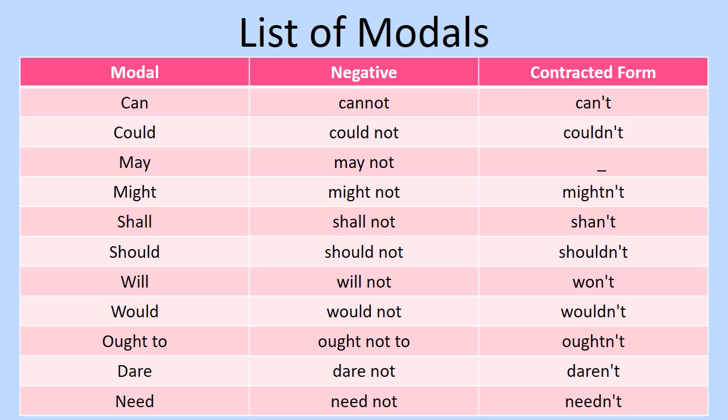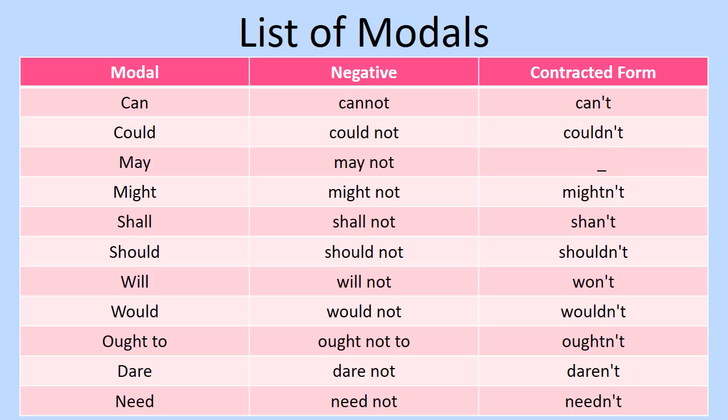Now students, here is a list of modals for you. These are the commonly used modal verbs. For example, can, could, may, might. These 4 modal verbs we have already studied in lecture 1. Shall, should, will, would. This we have studied in lecture 2. And today we are going to study must, ought to, dare, and need.